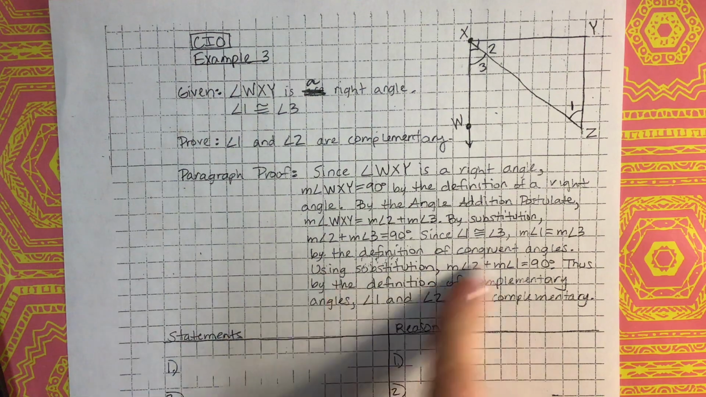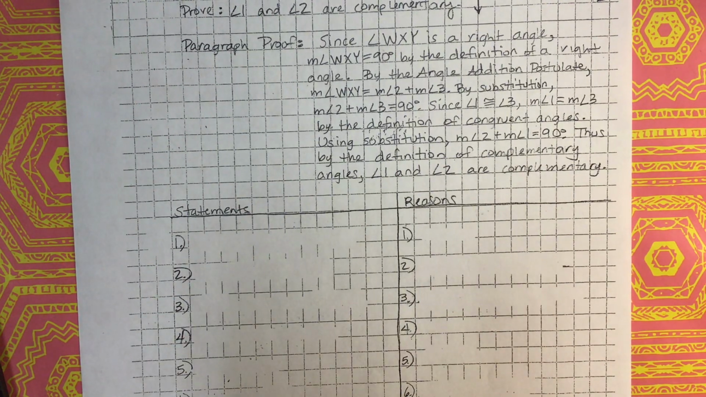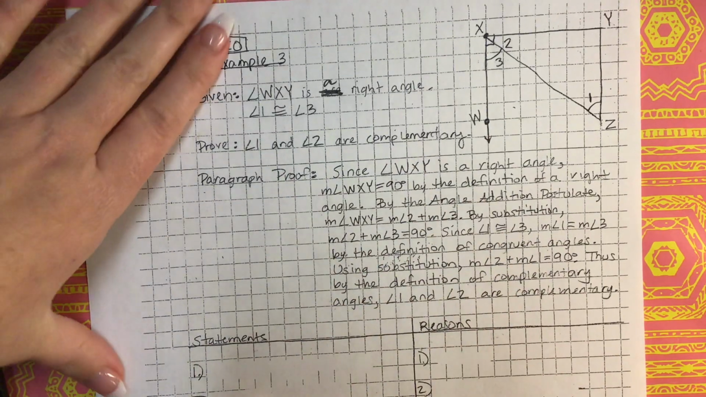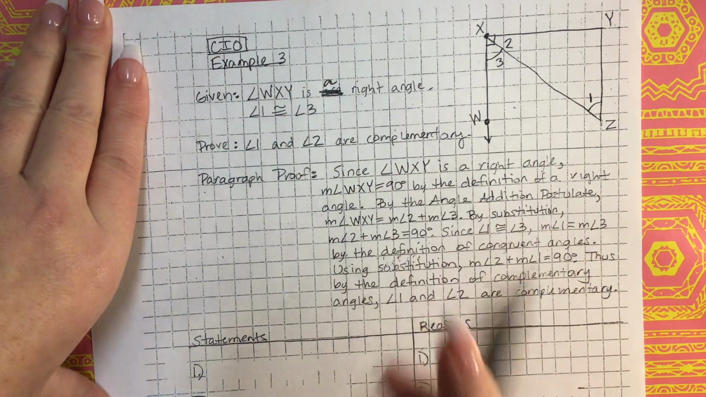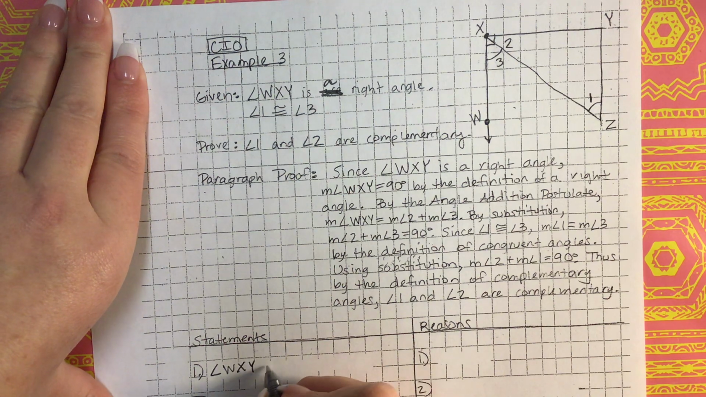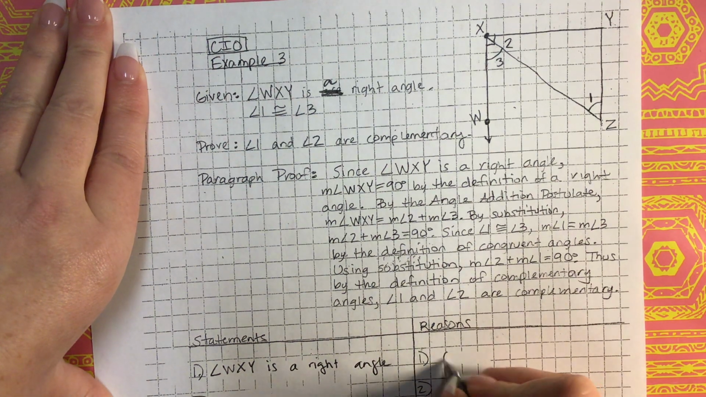So what we need to do is write all this information into a 2-column proof right here. We're just going to take this information step by step and write it down here. The first thing we're going to start with is the given information. Angle WXY is a right angle, and the reason is that it's given.